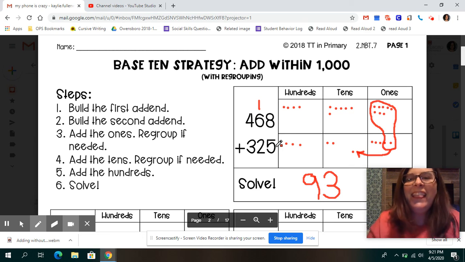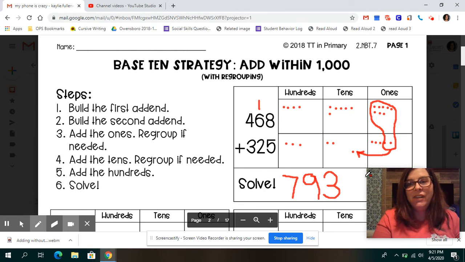Sorry, guys. And then I add my hundreds. 4 plus 3. 4 plus 3 equals 7. So the answer to that one is 793. Do you see how I did that? I bundled the 10 and moved it over.